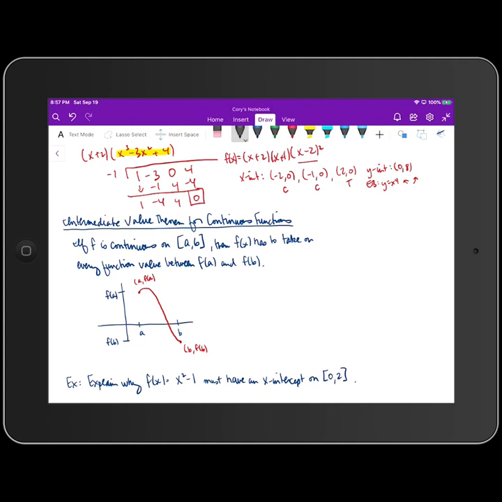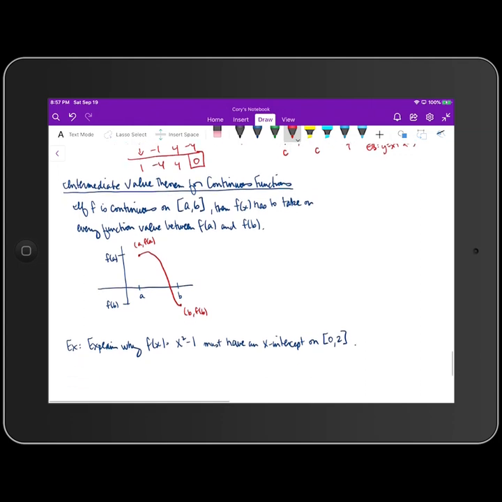So if the function is continuous, when I plot those two points, a comma f of a and b comma f of b, let me erase this really quick. Okay, when I plot those two points, if that function is continuous, that means I have to be able to connect those two points without lifting my writing utensil. Which means that all of the y values have to be hit in between those two numbers. So every y value between f of a and f of b has to be covered by that graph.